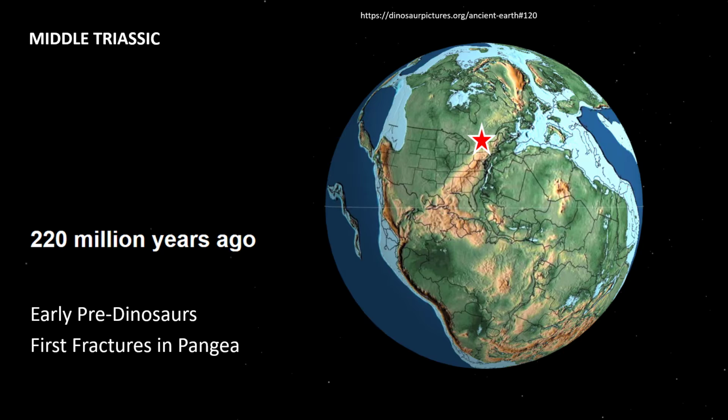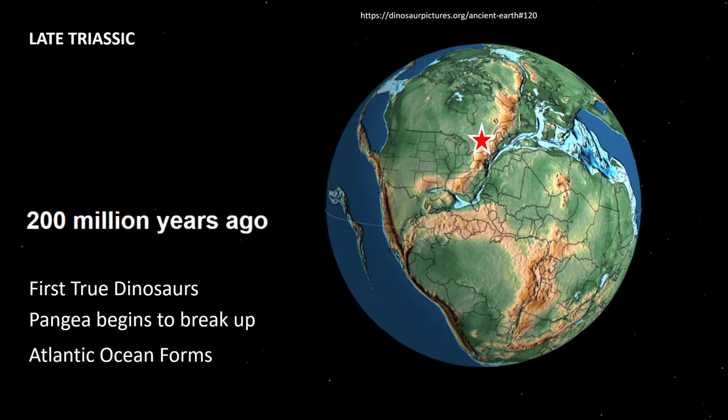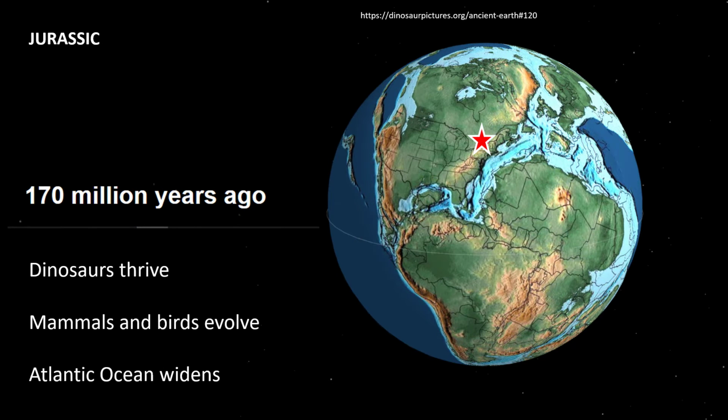Into the Middle Triassic, 220 million years ago, we see the first pre-dinosaurs and the first beginnings of fractures in the supercontinent of Pangaea. Those fractures grow into what eventually will become the Atlantic Ocean as Pangaea begins to break up in the late Triassic, and we see the first true dinosaurs 200 million years ago. In the Jurassic, 170 million years ago, dinosaurs are thriving, mammals and birds have evolved, and you can see just south of Kingston the Atlantic Ocean beginning to open.